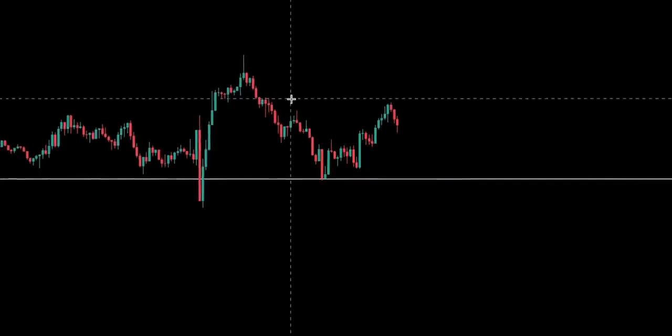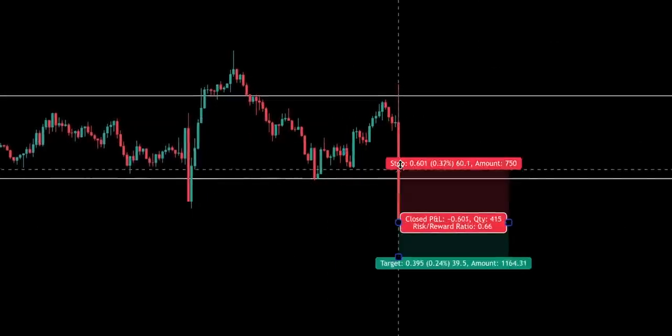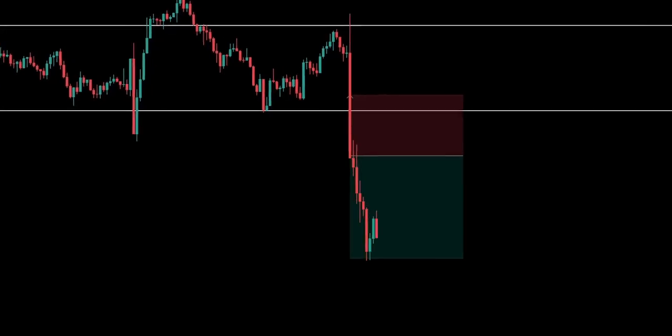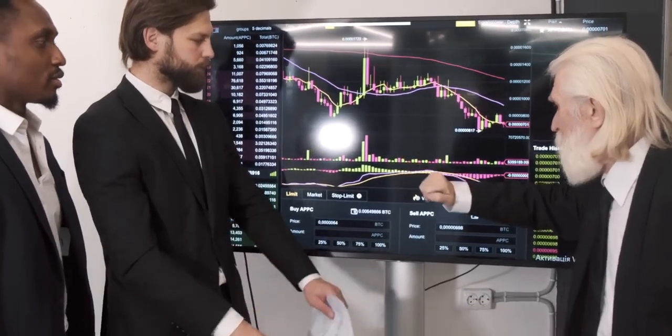When it comes to drawing support and resistance lines, I'm pretty much a beginner. I almost never use this method in my trading because I think there is a human factor involved. That's why I like to use indicators.